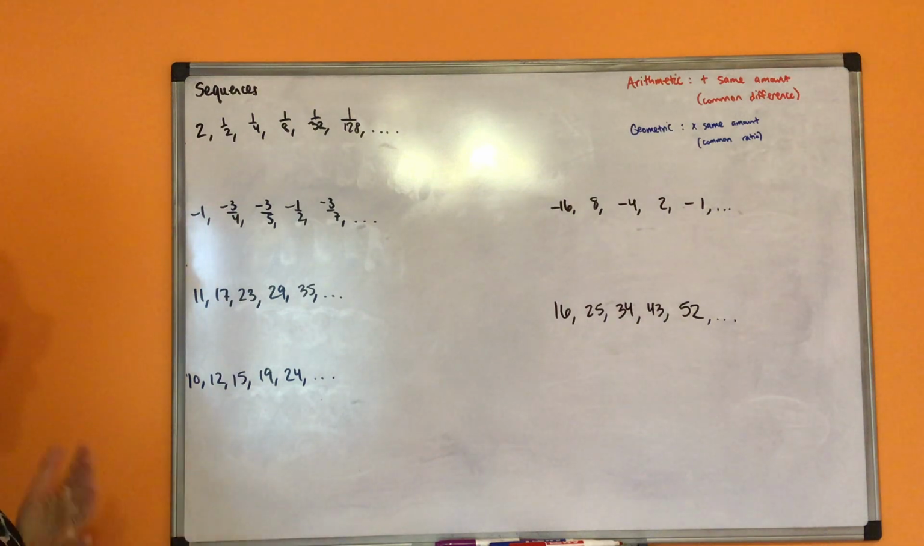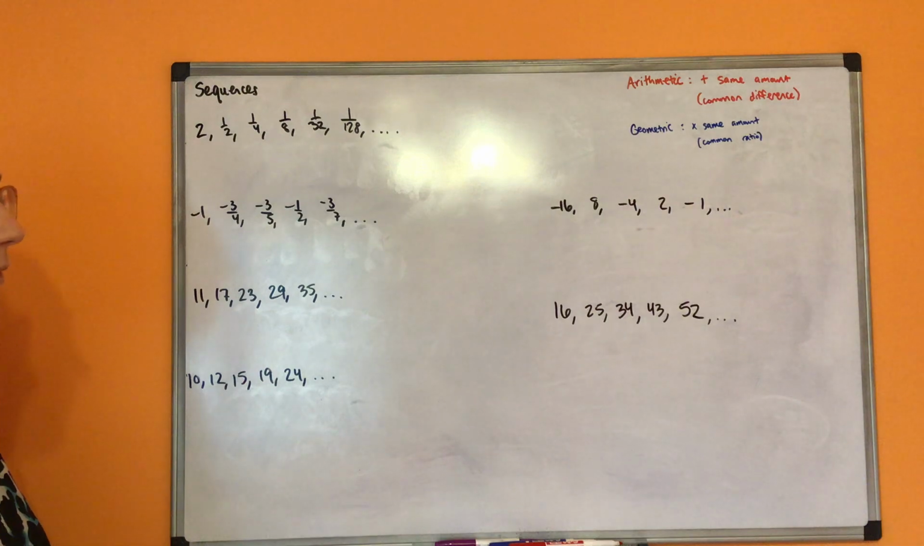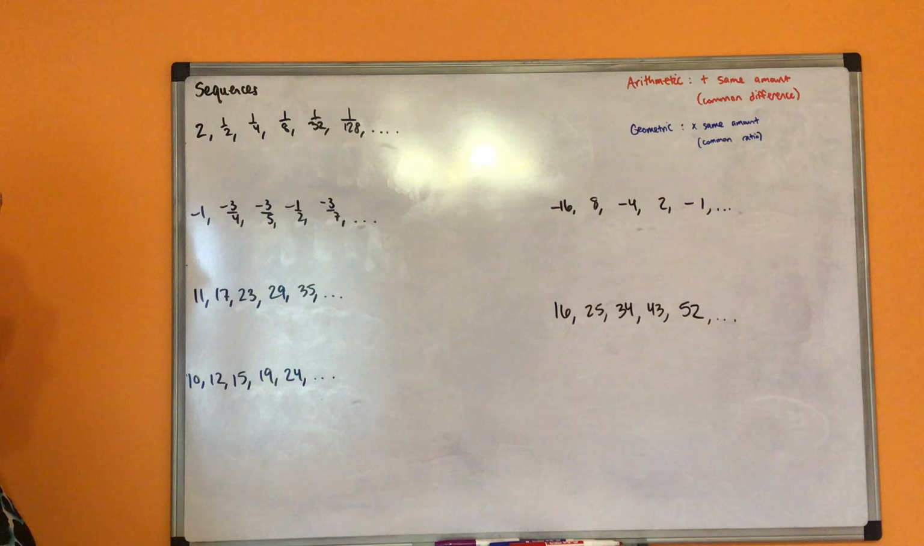This might also look like subtraction. Subtraction is just adding a negative. For geometric sequences, we multiply by the same amount every time. It might look like division, because division is the same as multiplying by a fraction.